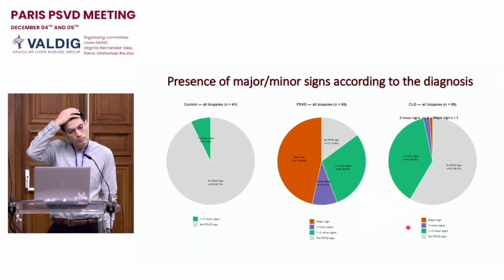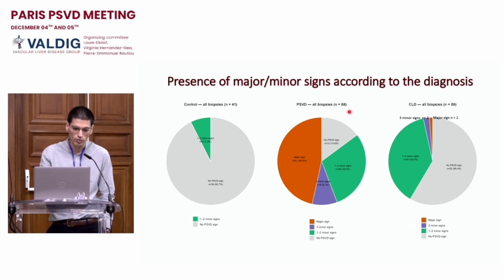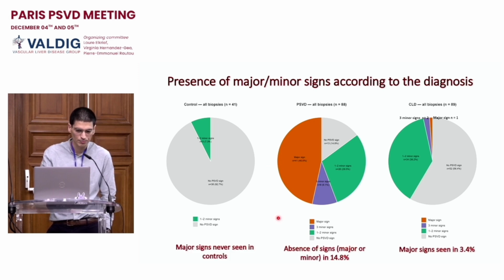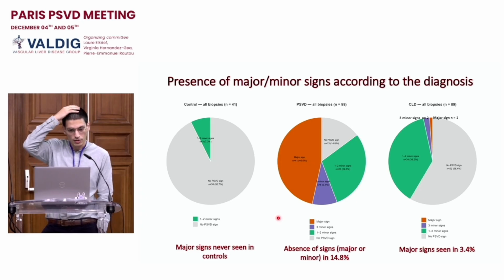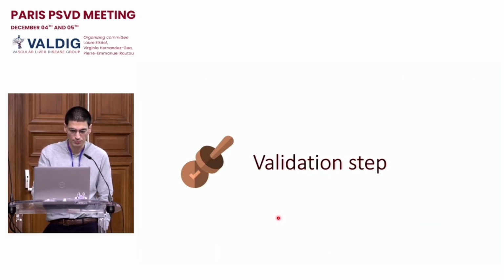And here is a summary of the results. On the left, you have the control biopsy. In the center, the PSVD biopsy. On the right, the CLD biopsy. The gray are the biopsies without PSVD signs. The green with 1 to 2 PSVD signs. Blue, 3 minor signs. And the orange, a major sign. The main thing is that major signs are never seen in controls. There is only 15% of PSVD without PSVD signs, and major signs are seen in 3% of chronic liver disease patients.